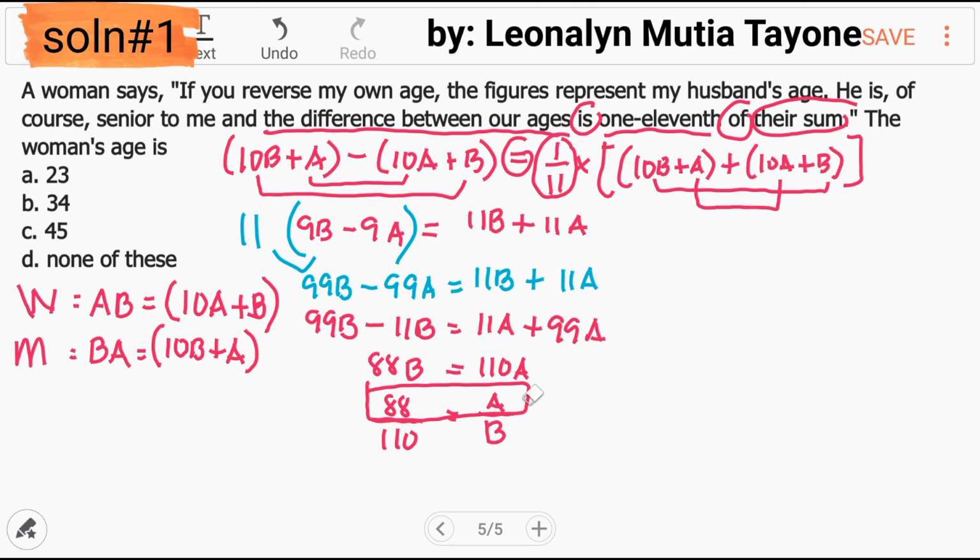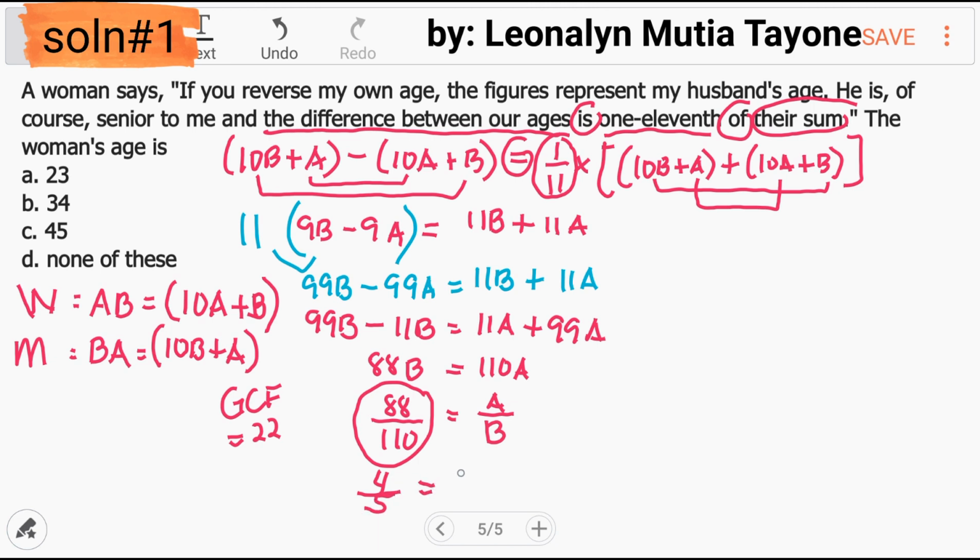Pero bago ang lahat, itong 88 over 110, hanapan natin ang greatest common factor para malis natin yan. At ang greatest common factor dyan ay 22. By the way, please see description ng video ito kasi ilalagay ko yung link kung paano hanapin yung greatest common factors. Now, 88 divided by 22, and that is equals to 4. 110 divided by 22, and that is equals to 5.